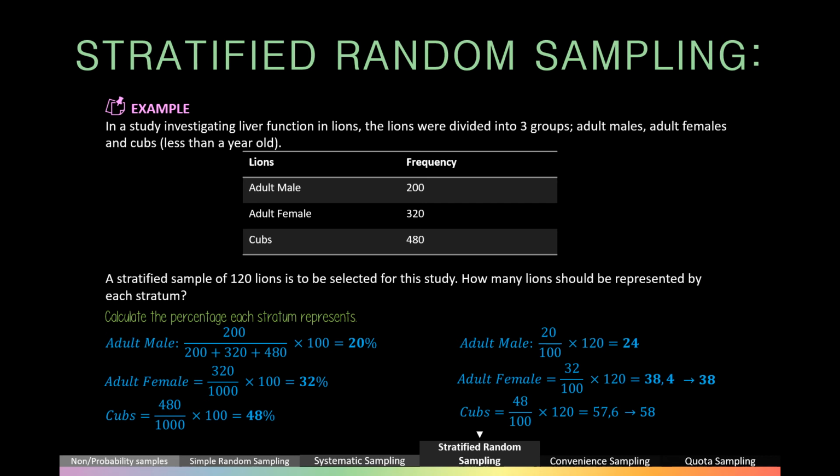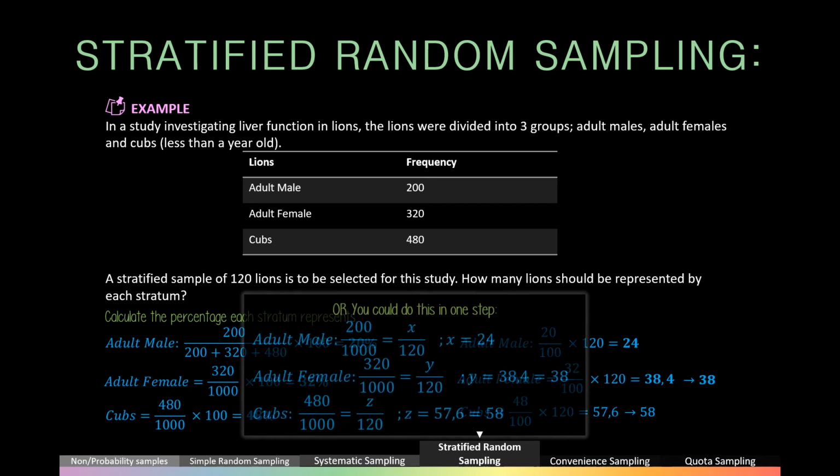If you wanted to do this in one step, you would simply take your frequency divided by your total population, and you would equate it to x, or any variable, divided by 120. 120 is coming from our sample size, 200, 320, and 480 is coming from our table of frequencies, and 1000 is coming from our population. And all you would do here is you would cross multiply and solve for your variable, and you would get adult males being 24, adult females being 38, and cubs being 58.